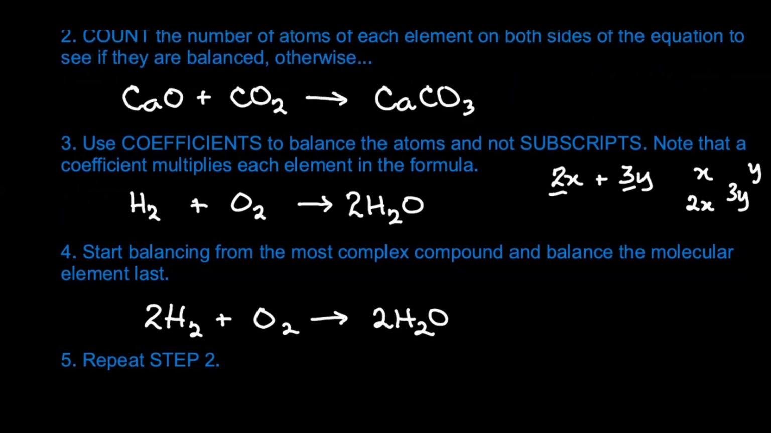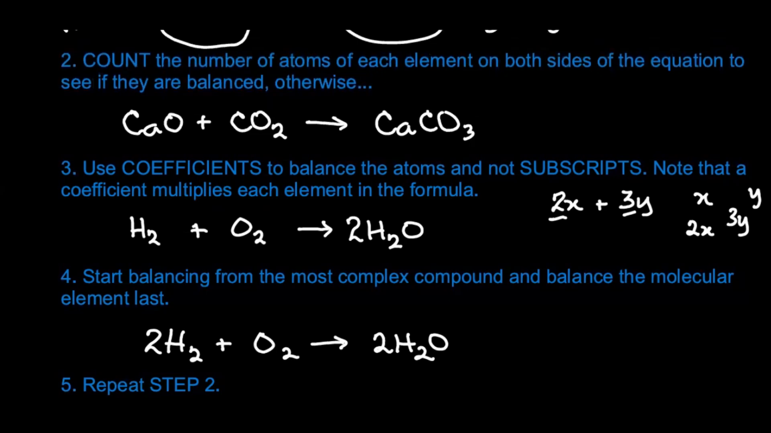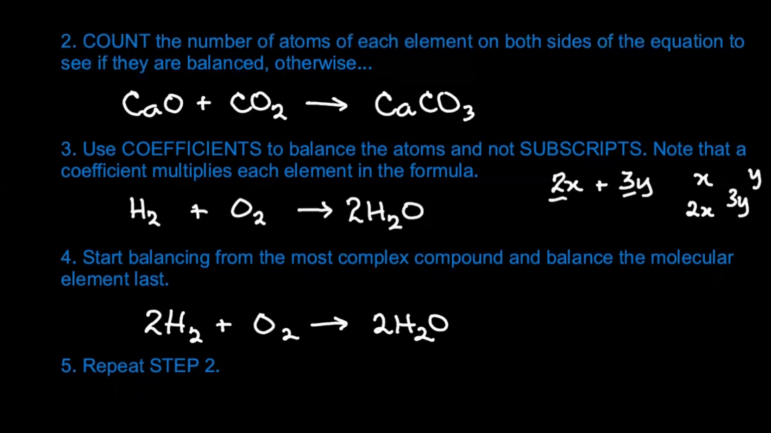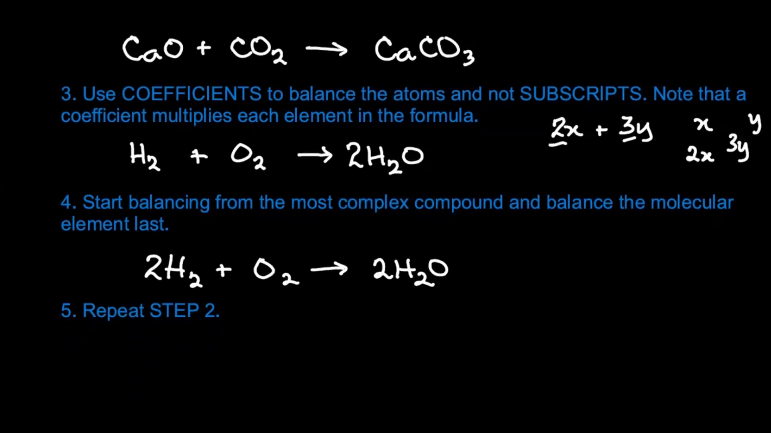Count the number of atoms of each element on both sides of the equation to see if they are balanced. Otherwise, we don't need it. Now that we have balanced this, let's now count our number of atoms to see if they are balanced. So here, hydrogen is 2 times 2, that's 4 atoms on the left-hand side. On the left-hand side, 2 times 2, that's 4, right?